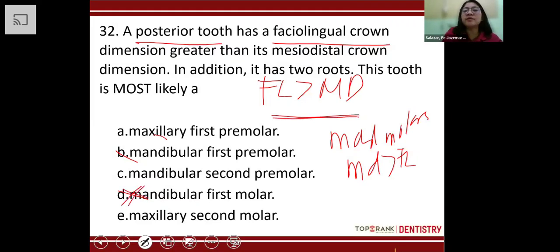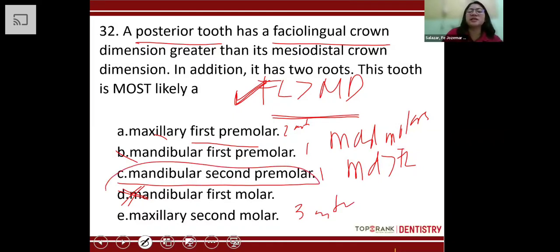So, faciolingual greater than mesiodistal. It is a maxillary tooth. Okay? Actually, halos lahat naman. And you have 2 roots. First premolar, 2 roots. First premolar, 1 root. Tama, ganito siya, pero 1 root lang. Second premolar, tama, faciolingual greater than mesiodistal, but 1 root lang. Maxillary second molar, tama, faciolingual greater than mesiodistal pero 3 roots. So the correct answer is letter C.